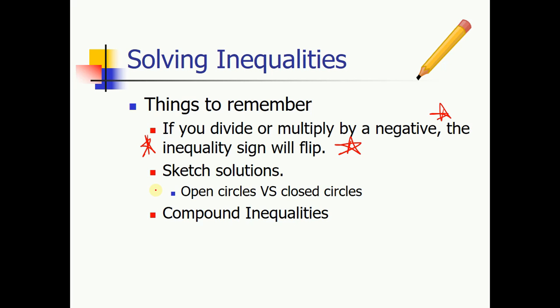Then you're also going to sketch the solutions on a number line. Remember, there are open circles and closed circles. Open circles are for a less than or a greater than symbol. Closed circles are for less than or equal to or greater than or equal to. So they have to have an equal to sign to be a closed circle on your graph. We'll go over a couple of examples. And then compound inequalities, we'll look at those as well. Those are when you have 2 inequalities together, so either an and or an or. We'll look at both kinds.